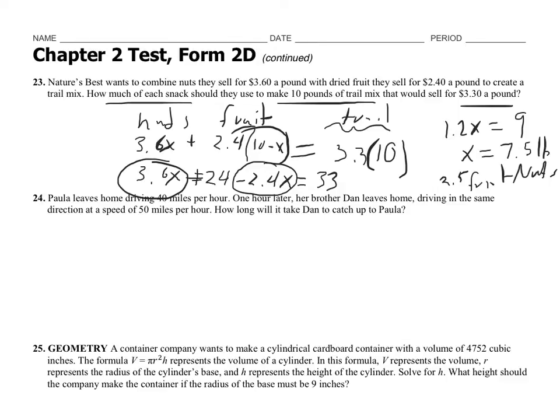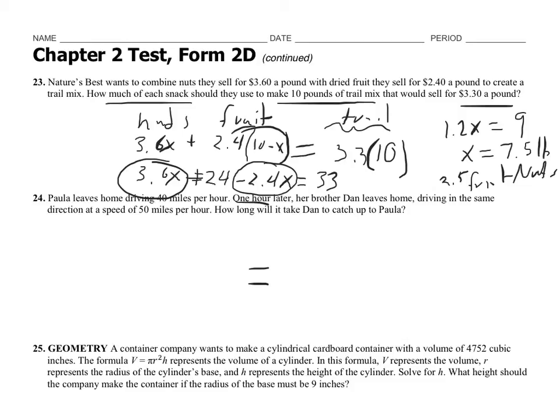All right, number 24. So Paula leaves home driving 40 miles per hour. 1 hour later, her brother Dan leaves home driving the same direction at a speed of 50 miles per hour. How long will it take Dan to reach Paula? Okay, so what's equal here? That's what's always tough with these types of problems. Usually, guys, for these types of problems it's either distance, time, or speed. Well, we already know they're traveling two different speeds, and they're going to be traveling at two different times because Paula left an hour earlier. So that means their distances are equal. So let's figure that out.